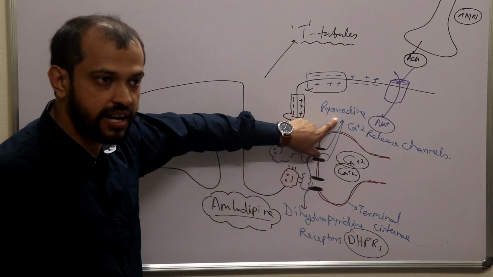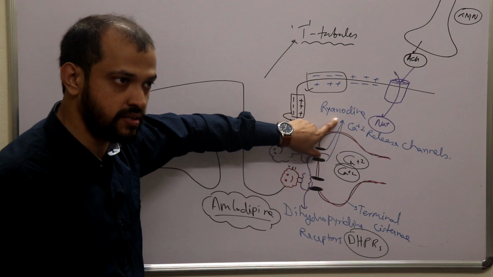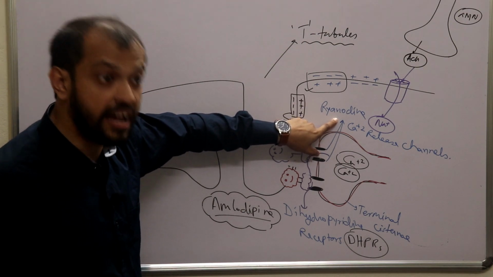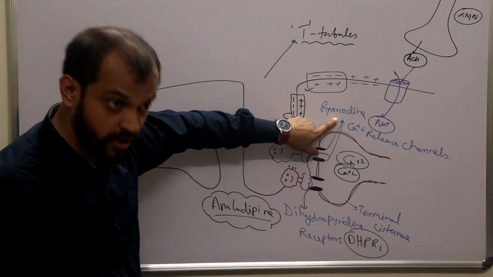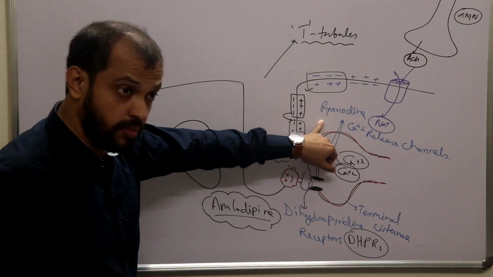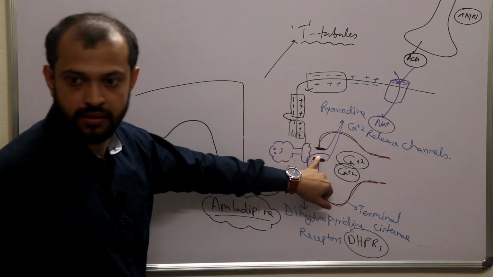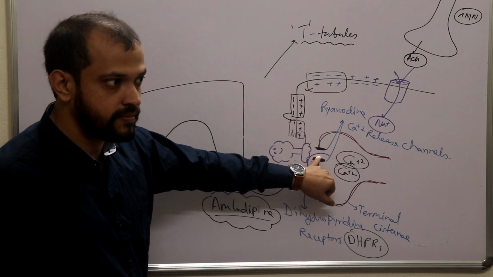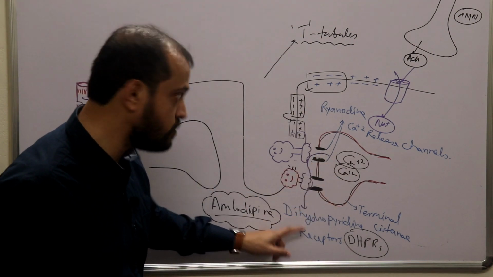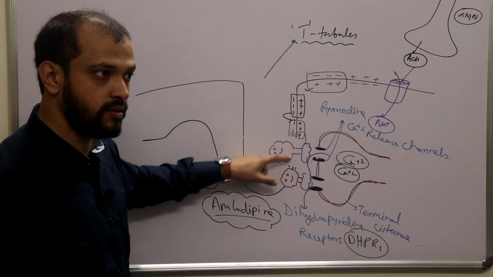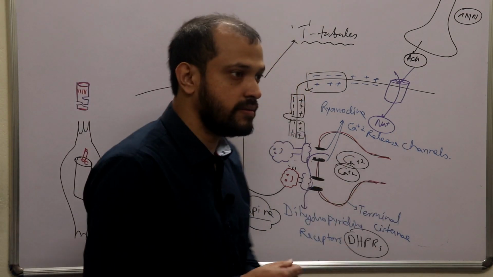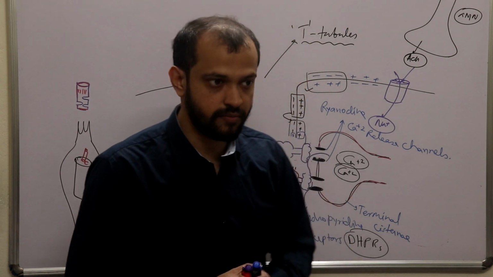Now listen, ryanodine is a drug which is a poison. Ryanodine is a very good poison for you people. Why? Because ryanodine, this compound actually, blocks this channel, and dihydropyridine is another compound which blocks this channel or this protein. That means, now listen, it's a very important thing for pharmacology.